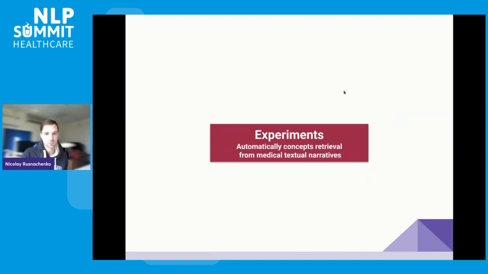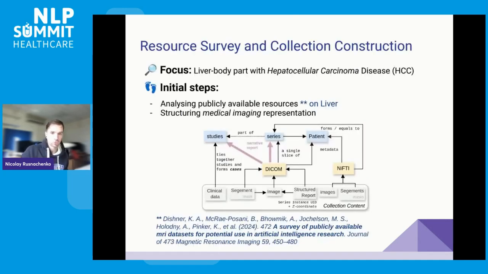And then let's move on to the part where we're starting to organize the related experiments. And in order to do so, of course, at first, we have to decide with which data we're going to go. Again, within this presentation, my focus in particular is the liver body part with one of the common types of cancer, dubbed as the hepatocellular carcinoma disease.